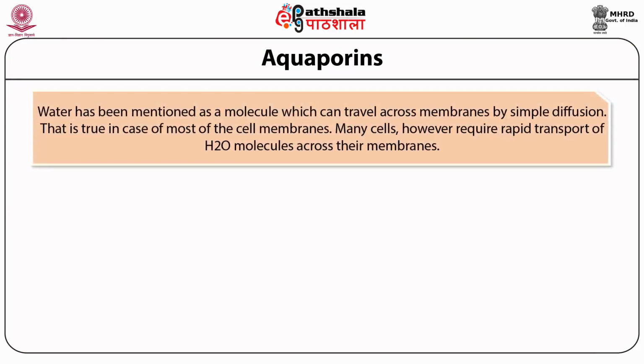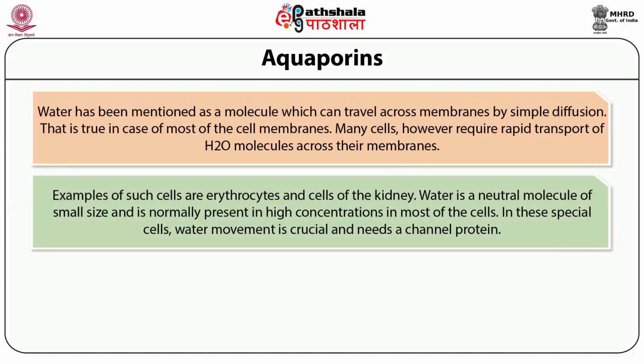Water has been mentioned as a molecule which can travel across membranes by simple diffusion. That is true in the case of most of the cell membranes. Many cells, however, require rapid transport of water molecules across their membranes. Examples of such cells are erythrocytes and cells of the kidney. Water is a neutral molecule of small size and is normally present in high concentrations in most of the cells. In these special cells, water movement is crucial and needs a channel protein.